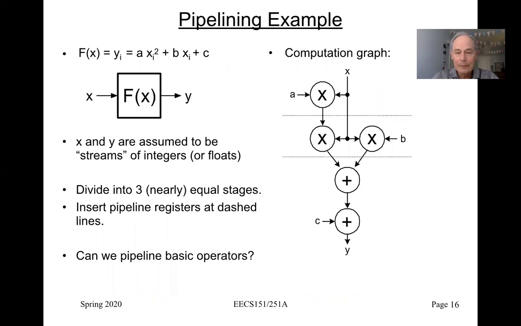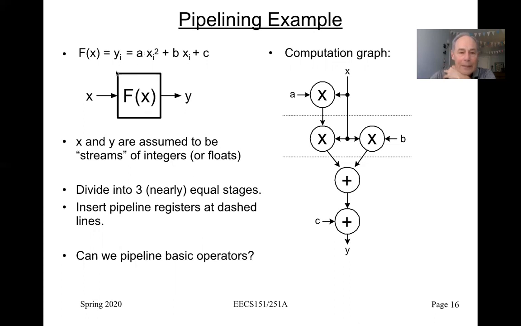So here's an example of a simple circuit that does a computation. Here's the computation up here on the left. This is a streaming computation. What I mean by that is X is a stream of numbers and Y is a stream of numbers. You can think of them as integers or floats. It doesn't really matter right now.